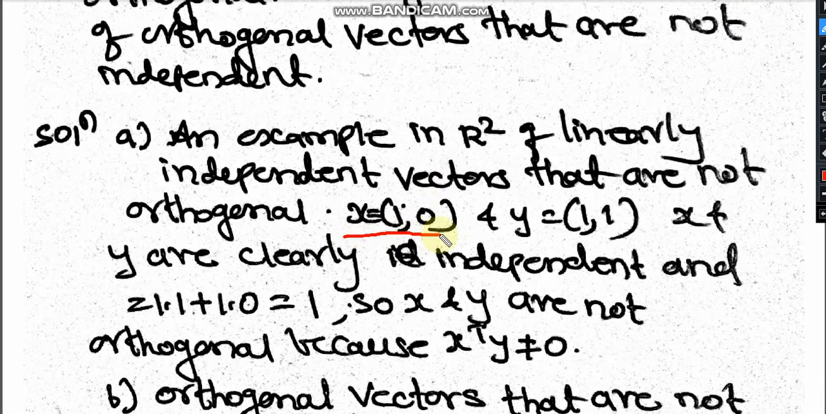That is, if x is 1, 0 and y is 1, 1, you can see then they are clearly independent. X is not depending on y, or y is not depending on x. You cannot say y has 1 times of x, or x has 1 times of y. They are not dependent. They are independent. So x and y are independent, and just check whether they are orthogonal or not. You can see 1 into 1 gives you 1, and the other is 1 into 0 gives 0, so it is equal to 1. So they are not orthogonal, because if you get 0, then they are orthogonal. This is one example.